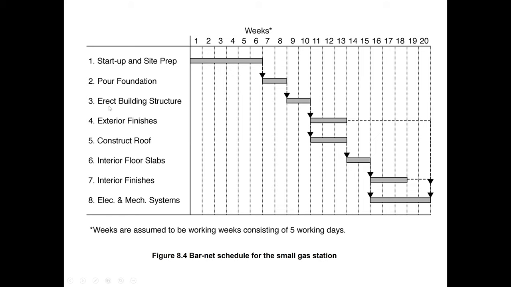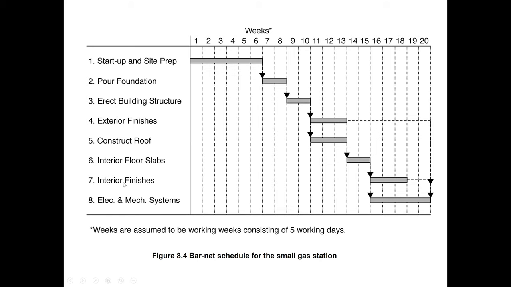Activities 1, 2, and 3 are complete by the end of week number 10. So activity 1 is for 6 weeks, activity 2 will complete at the end of week number 8, and activity 3 will complete at the end of week number 10. The dotted lines are also shown. These dotted lines show the free float. For example, exterior finishes need only 3 days, but we can also delay it until the completion time.